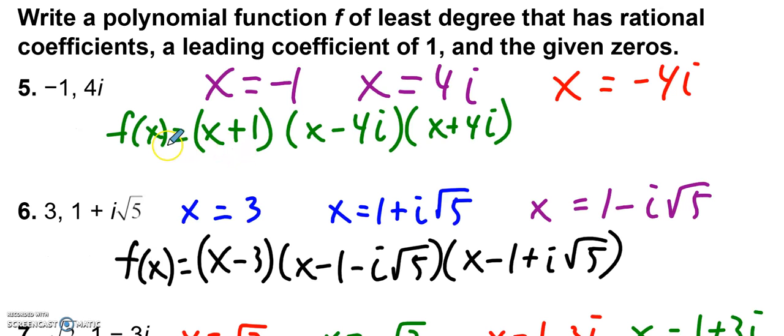All right, so what did we end up with? Great question, glad you asked. So here, if we're given x equals negative 1 and x equals 4i, then I know x equals negative 4i also has to be a zero. So my factors are x plus 1, x minus 4i, and x plus 4i, so this is my polynomial.